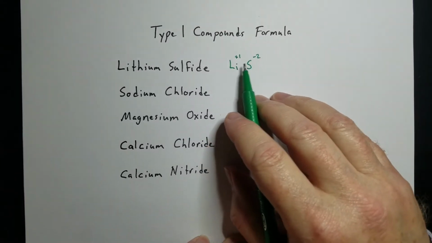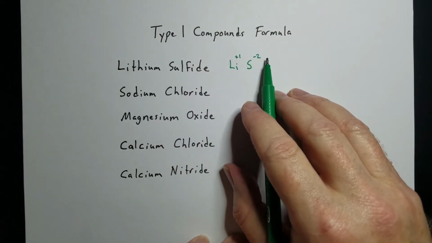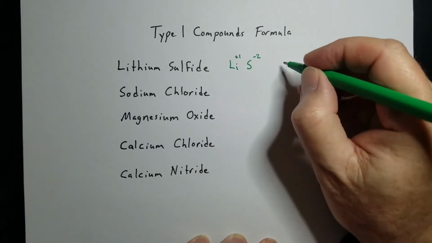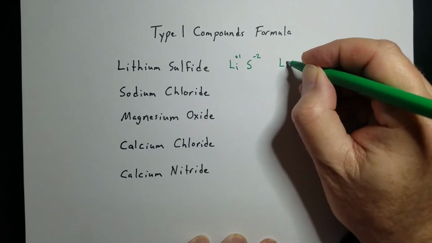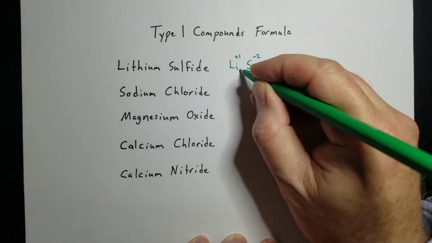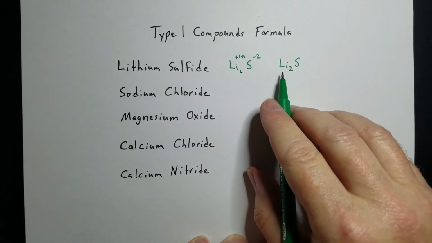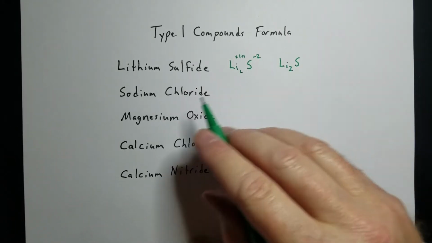We want these to add up to 0. So right now they don't. We have an extra -1. So we need 2 of these. So it will be Li2S, because we need 2 +1s to cancel that out. So that's the chemical formula.